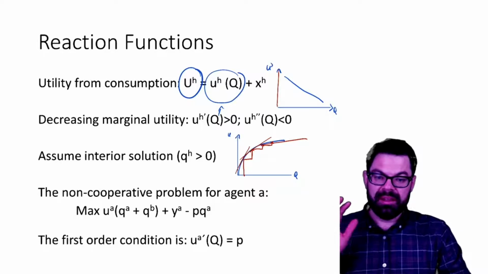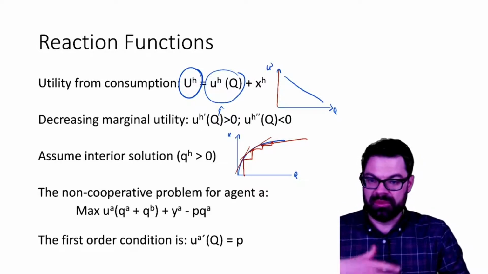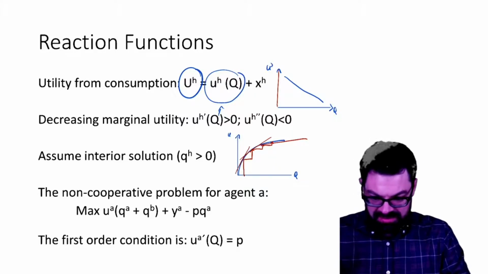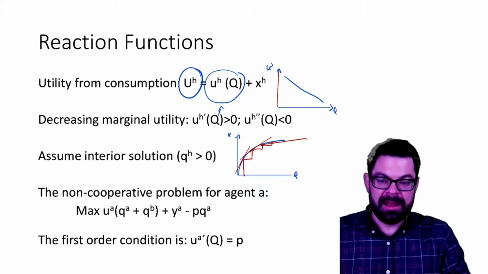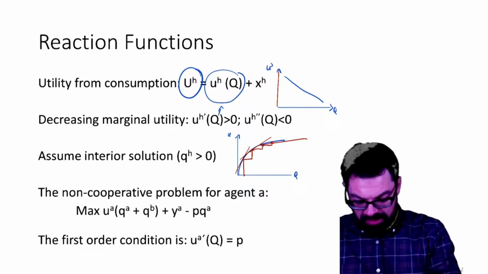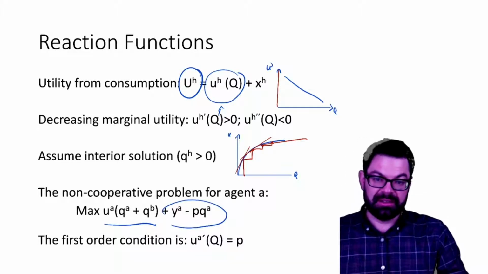So then we're going to start with the so-called non-cooperative problem, which basically means that each agent just decides by themselves what is best for them. Right? And so for person A, that means they get the utility from the public good, and then they have the bit for the private good as well. And so they maximize that.